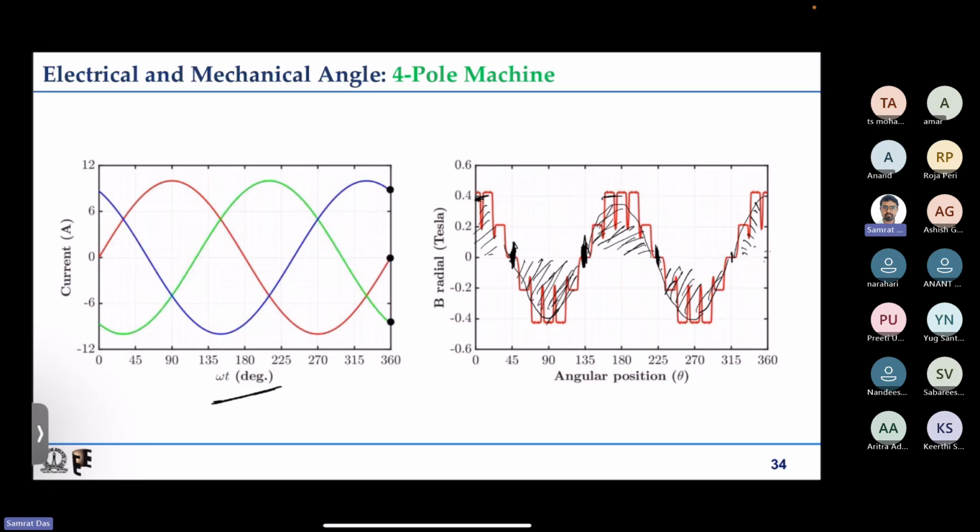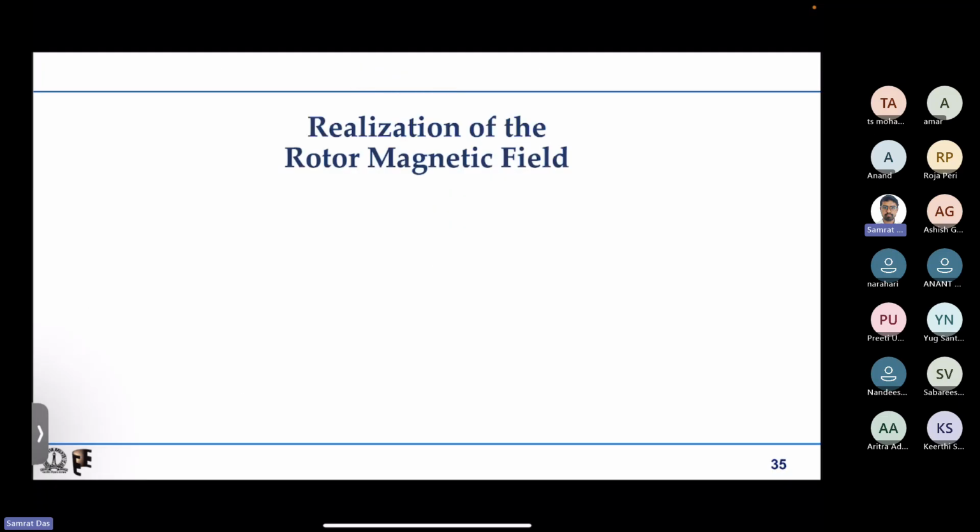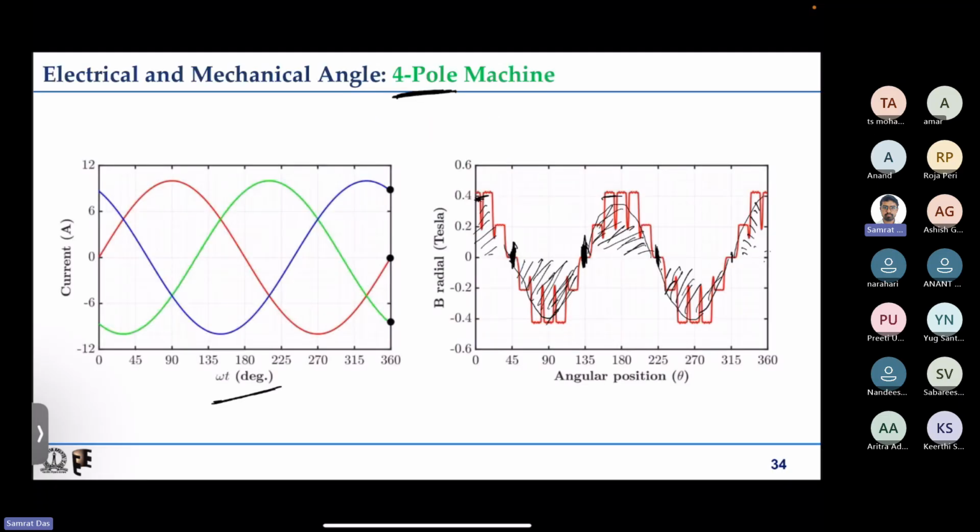So this also tells you about electrical and mechanical angles, which eventually become different for a four pole machine, but in case of two poles it remains the same. So here I'll stop a bit in case anyone has any question, then we'll move to the next portion.